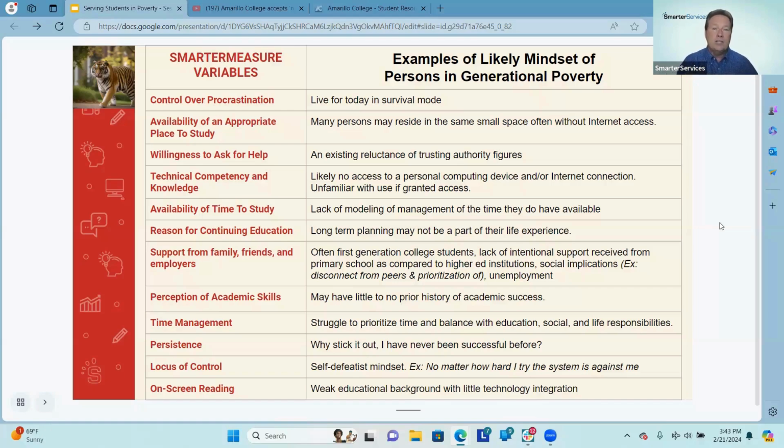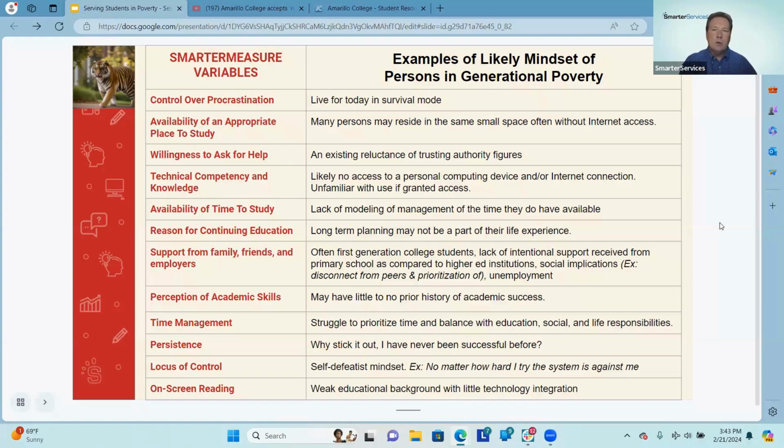When they're on your college campus, even if you've got something as wonderful as the ARC that they do at Amarillo College, they're going to walk out of that resource center and they're going to go back home. And they're going to be in that environment. They're going to be influenced by that mindset. You don't have the power as an institution to change that. So we're not trying to change the student.